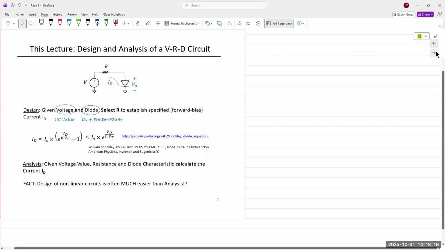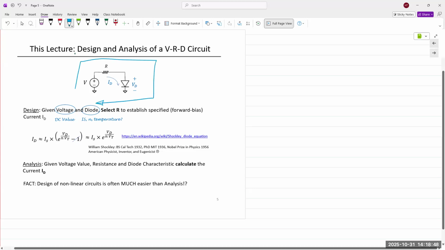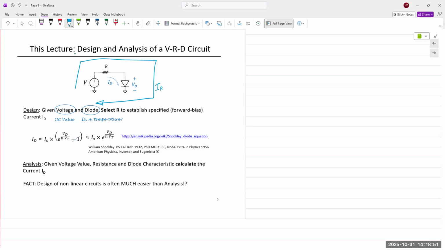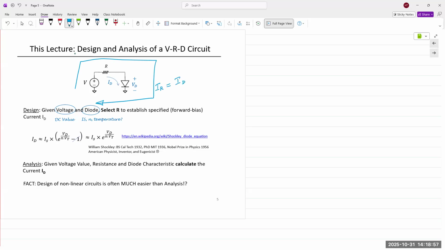Okay. Let's look at an example of a VRD circuit. The VRD simply stands for the voltage, resistance, and diode circuit. In this VRD circuit, we have a voltage source, we have current ID, and we have diode voltage, VD. Since this is a series circuit, the current flowing through the circuit is exactly the same for all three components. So resistor current IR is the same as the diode current ID. Okay, no difference.